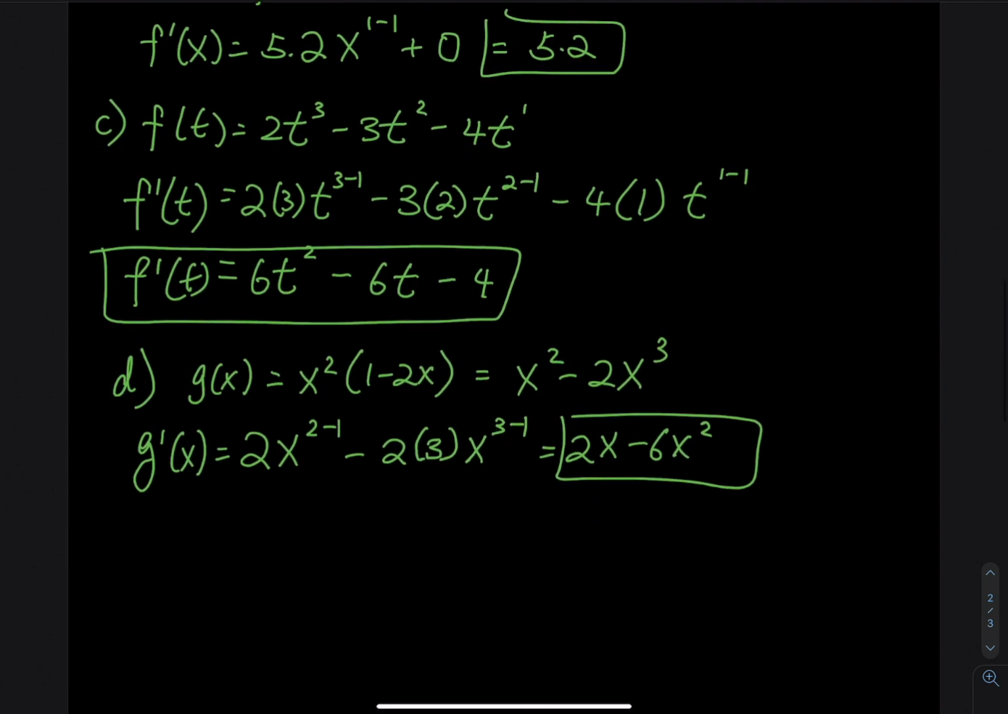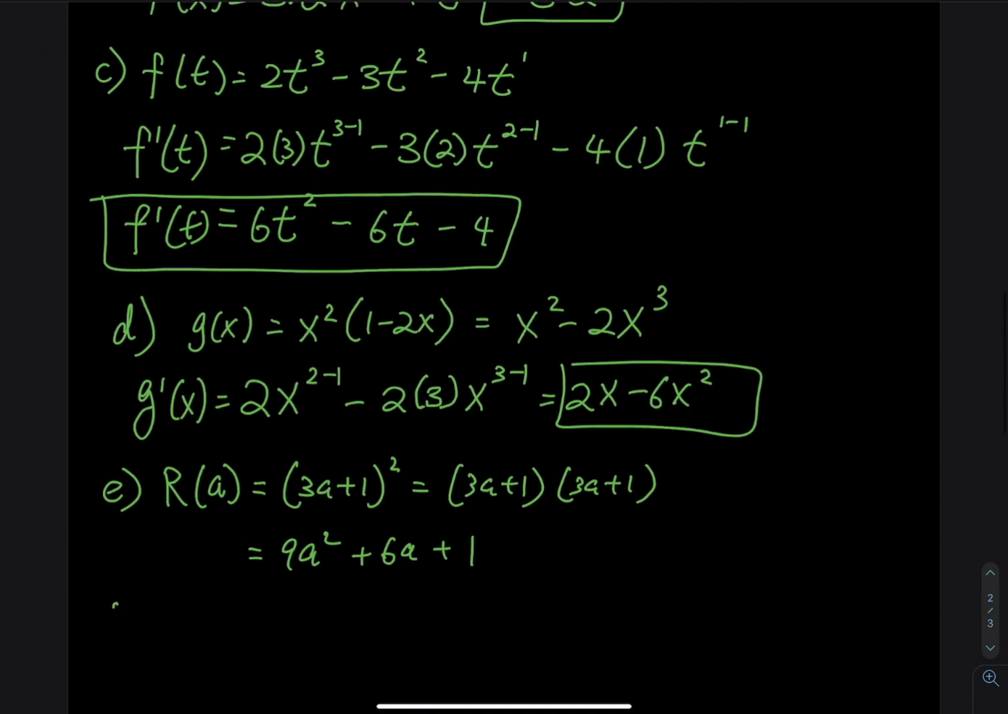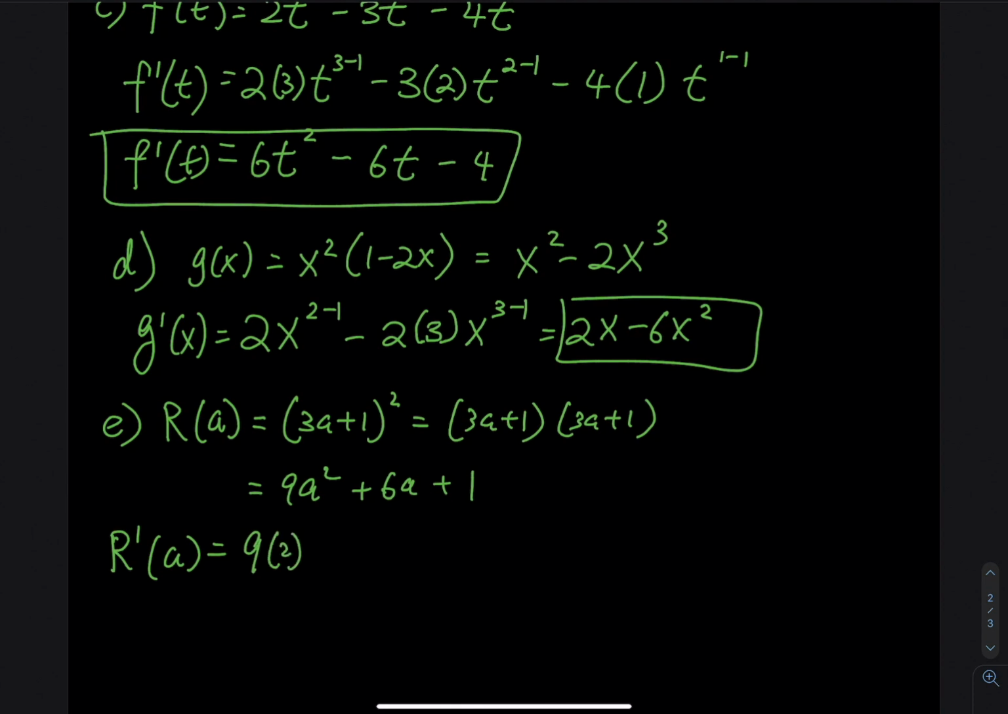And then E, we have R of A equals 3A plus 1 squared. This we have to open up the parenthesis. So that is 3A plus 1 times 3A plus 1, right? So that is equal to 9A squared plus 3A plus 3A, you have a 6A. And then plus 1, and then we are ready for the derivative. So R prime of A, we bring the 2 down. So 9 times 2, A to the 2 minus 1, we write it out. And then this is a 1, right? So 6, bring the 1 down. And then 1 minus 1.